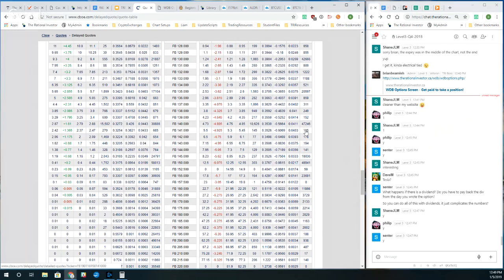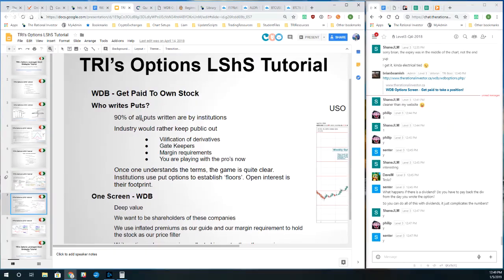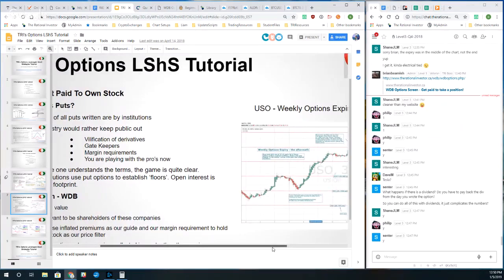So, rule number one, absolutely, without a shadow of a doubt, retail does a lot of call writing. Retail does almost no put writing. As we say in the slide here, 90% of all puts written are done by institutions. Industry would actually prefer to keep the public out of this side of the business. How do they go about doing that?